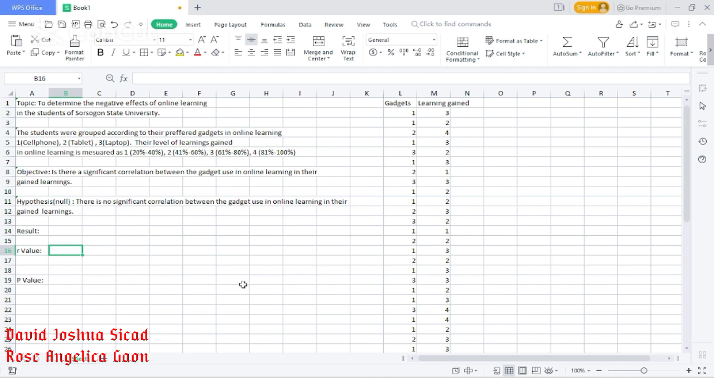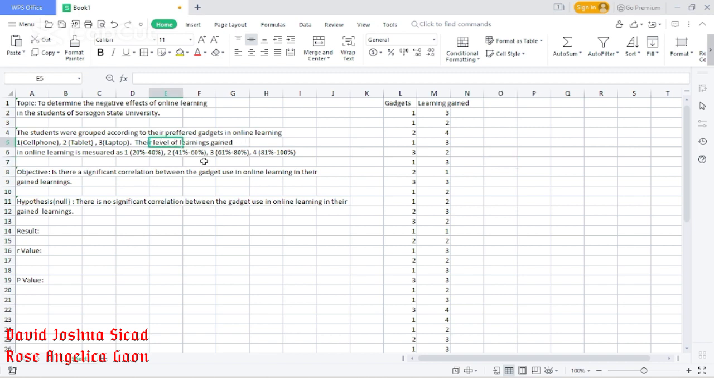So, our topic is to determine the negative effects of online learning in the students of Sorsogon State University. In this topic, the situation is the students were grouped according to their preferred gadgets in online learning. So, they measured one as using cell phone, two tablet, three laptop. So, the correlation of their gadget is their level of learning gain.